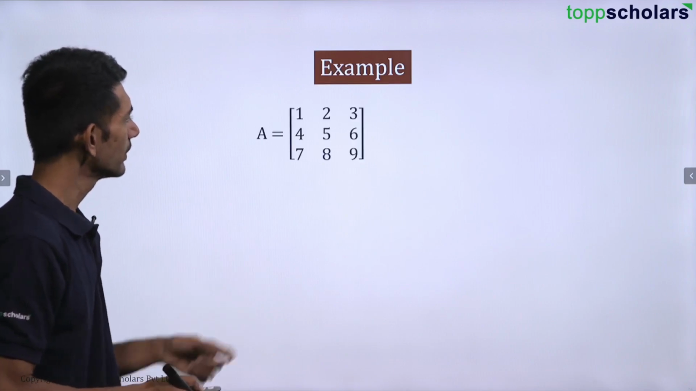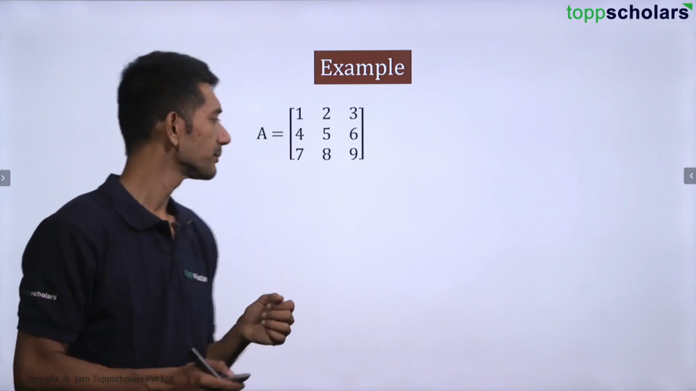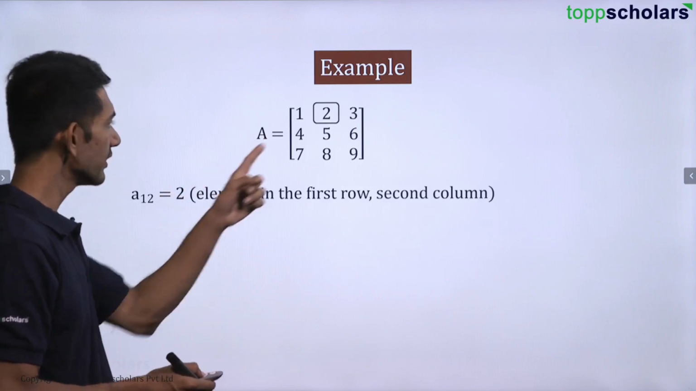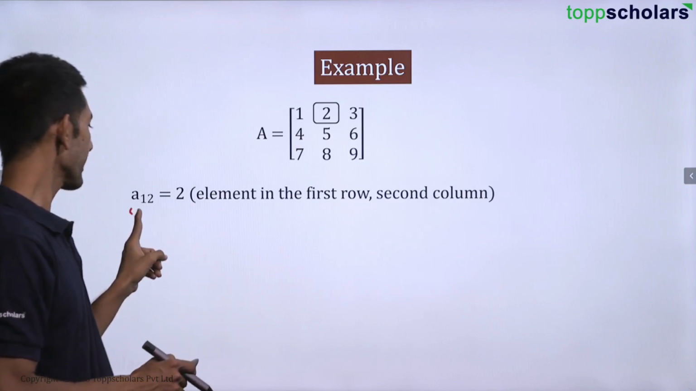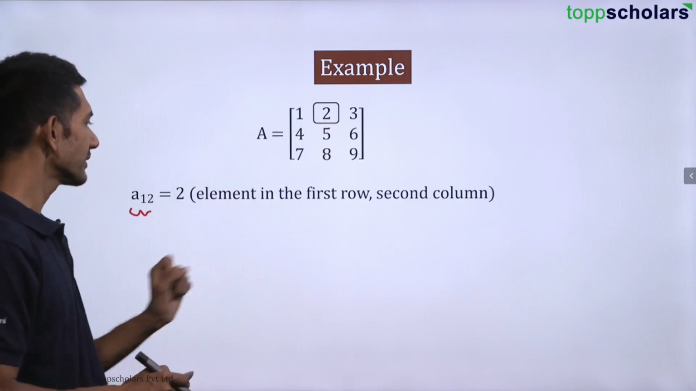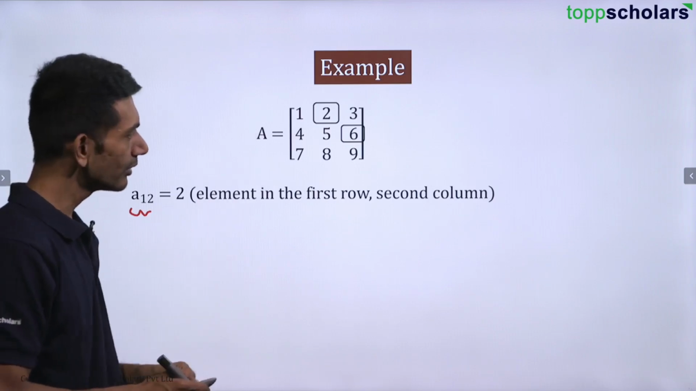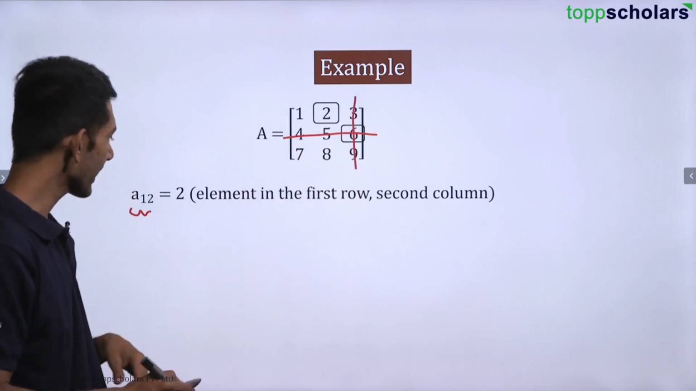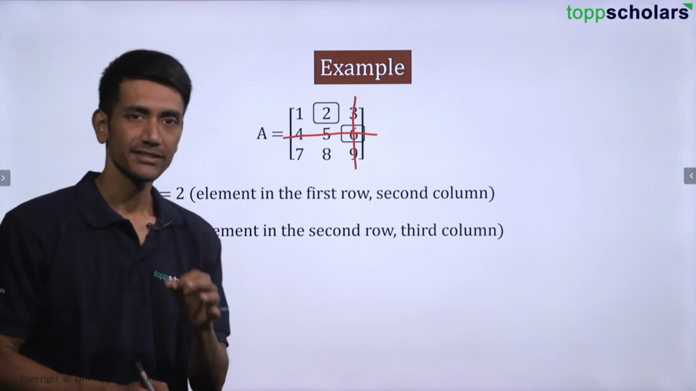Let us see an example. So here we have a matrix A and already some elements are given to us. Now observe this 2. So this 2 belongs to which row and which column? Can I say this 2 belongs to the first row and second column? So we can say A12 is 2, because first row, second column, isn't it? Similarly, if I talk about 6, which is the row? Can I say this is the second row? Which is the column? Can I say third column? So here I can say that second row, third column. You can see A23 is 6, right?